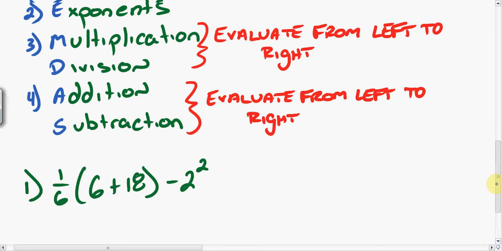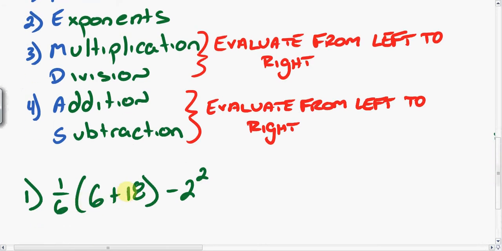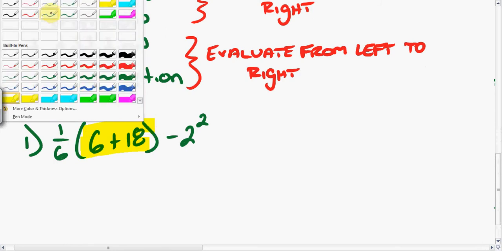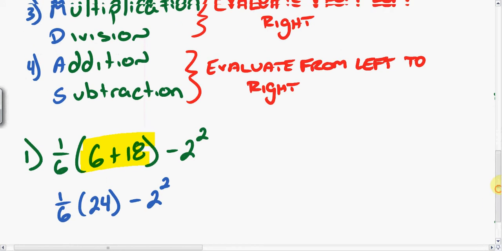So I'm going to go back up here to my PEMDAS and say, okay, what do I want to look for first? First thing is parentheses. And I can see I do have parentheses here, so that's what I'm going to evaluate first. All right, the first piece I'm going to evaluate is my 6 plus 18. So I'm going to drop down my 1/6. 6 plus 18, well, that gives me 24 minus 2 squared.